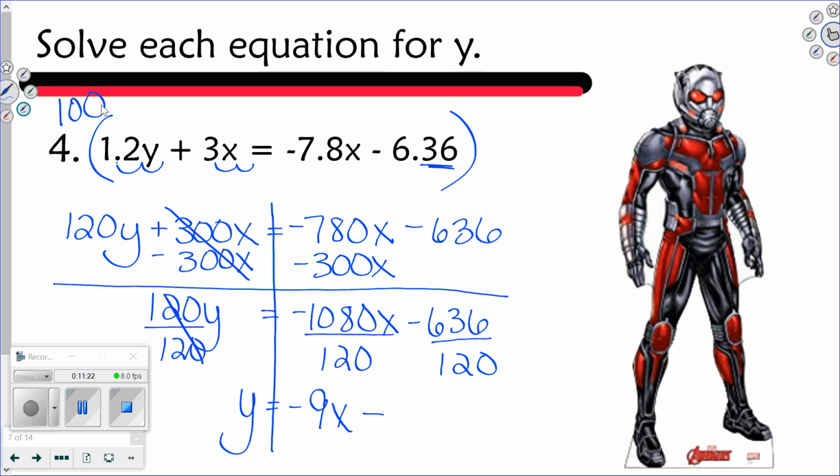Now this one does not divide nicely. So how should you type that in? Should I hit 636 divided by 120, or should I type it in as a fraction? Type it in as a fraction and simplify it. So I would write that as 53 tenths. Five and 3 tenths is the same thing. Yep.